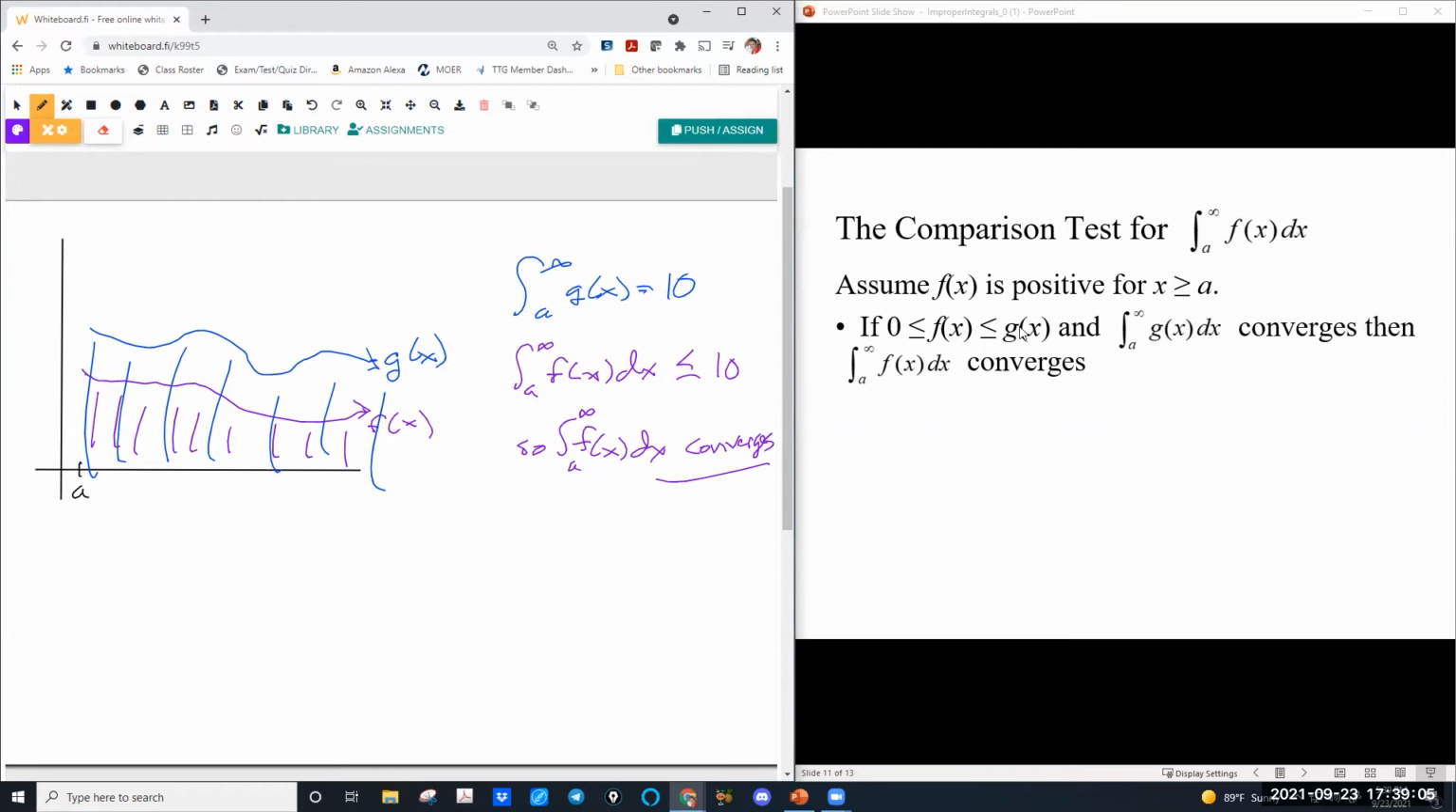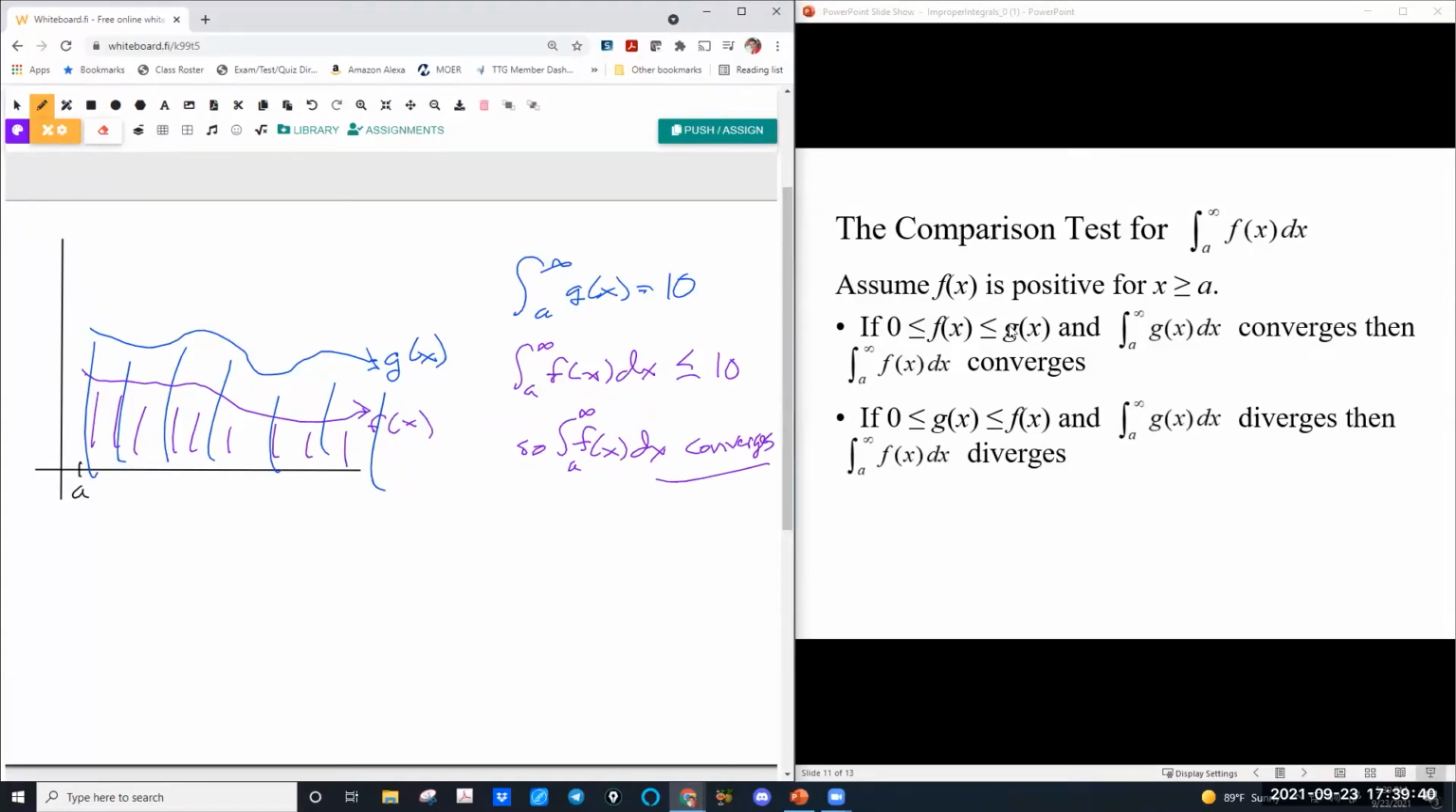And we must show that the one we're testing is less than the one we know. It does not work in the reverse. If f were to go above g, we don't know that f is less than g, but we know g is convergent. Like if f is greater than g and g is convergent, then that is inconclusive. It doesn't tell us anything. Okay? So these are one direction. This is the only thing we can show as far as convergence.